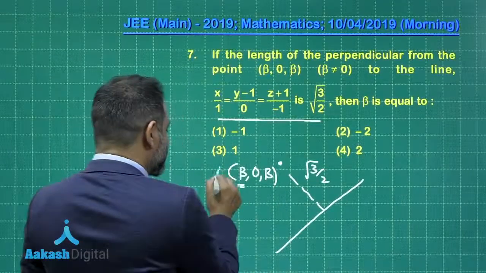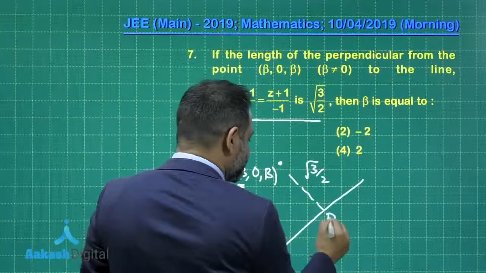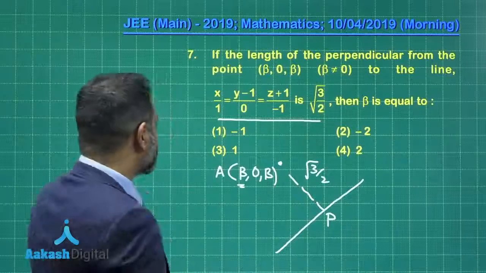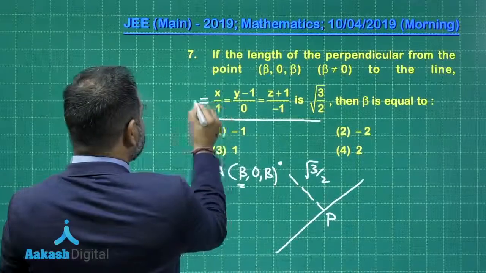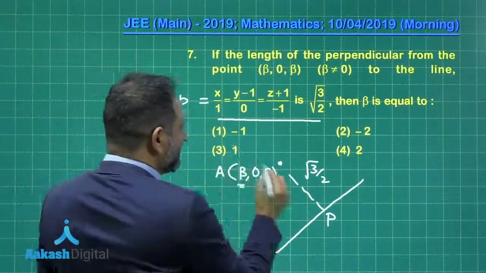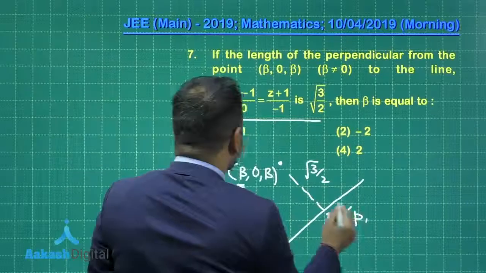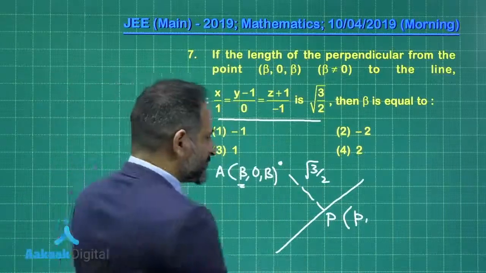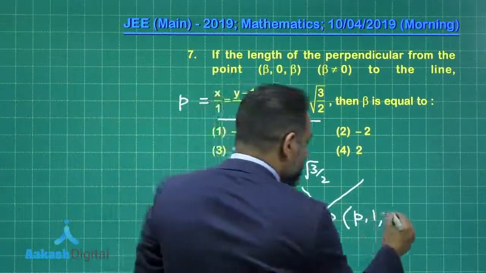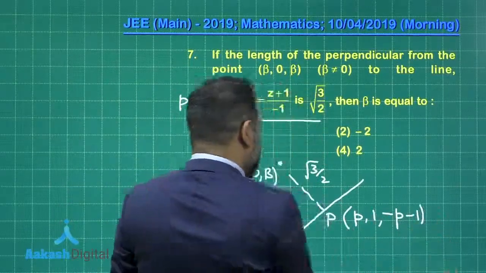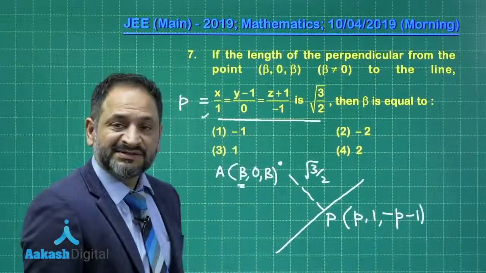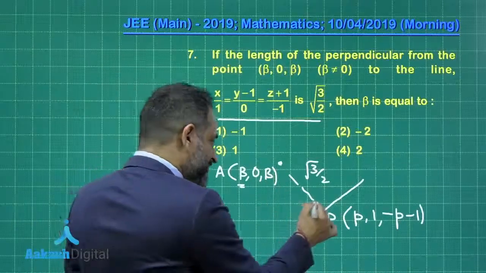Now, let us say this point is A and this is P. Now, assuming any point on this line in a single variable is important, and we know if I substitute here P, then I can calculate x from here. Now, x will be equal to P. What will be y? Y will be equal to 1. And what will be z? Z will be equal to minus P minus 1. Now, this is a variable point which is lying on this line. Now, what is given? That AP is perpendicular to this line.